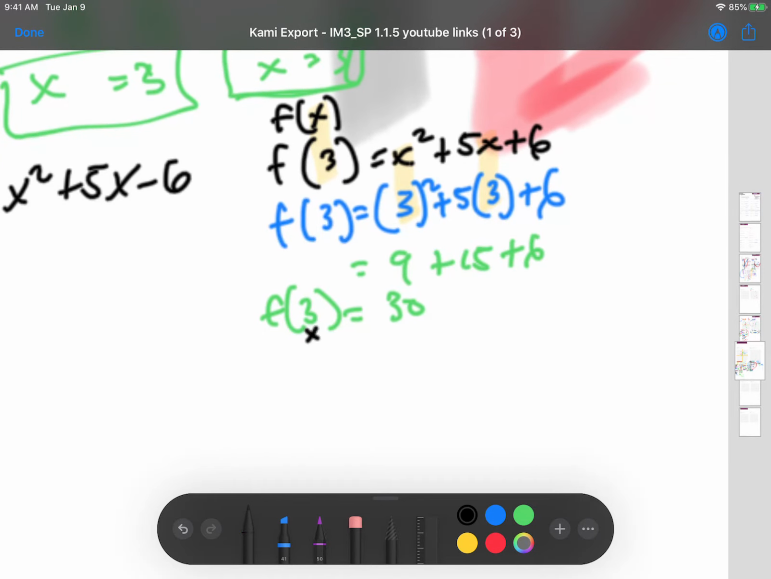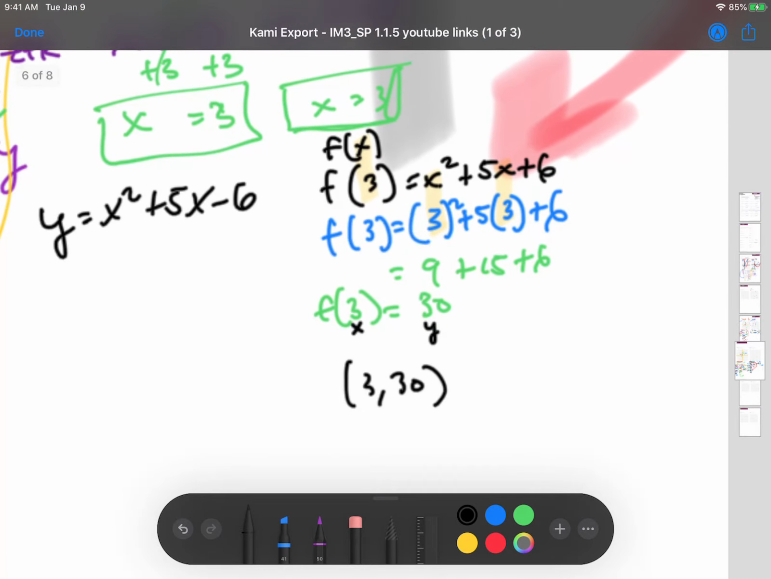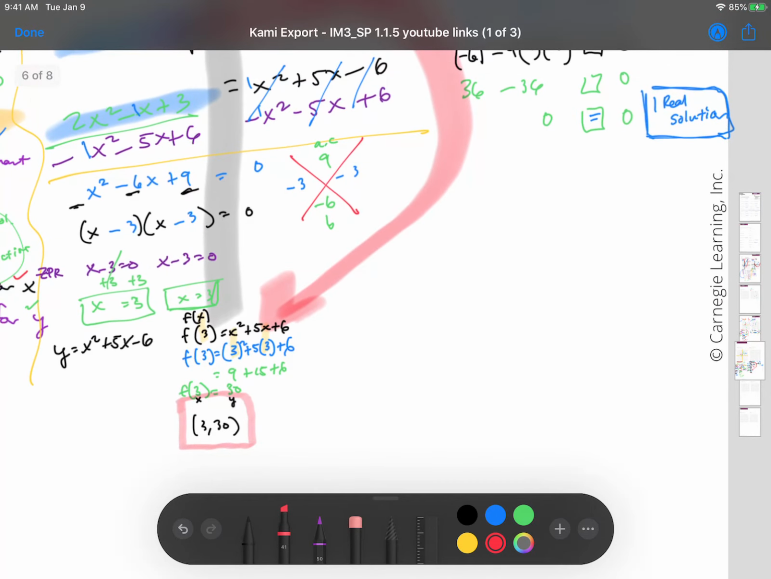Essentially, this is the x and this is the y. So the ordered pair we have is (3, 30). And if you did the same thing over here, you would get the same idea. So let's highlight that in a nice, obvious color. Then my intersection is (3, 30). And this matches that we have one solution.